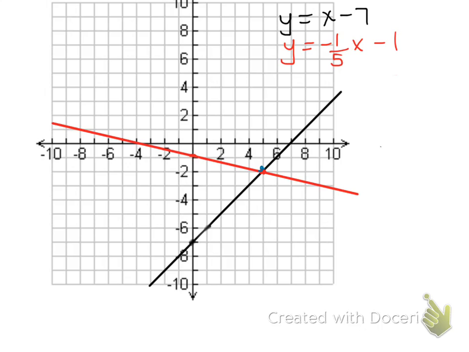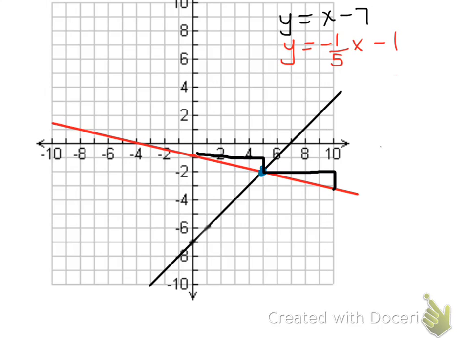Now for the second equation, I have to plot my y-intercept. Okay, so I go ahead and I plot it right here, minus 1, and then I use the fact that the slope is minus 1/5. So as I go 5 to the right, I go 1 down. So 1, 2, 3, 4, 5 to the right, 1 down. Again, 1, 2, 3, 4, 5 to the right, 1 down. And you can see that that's going to build my line.